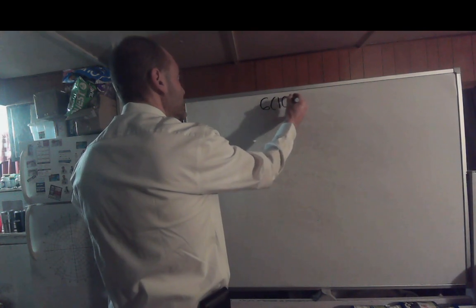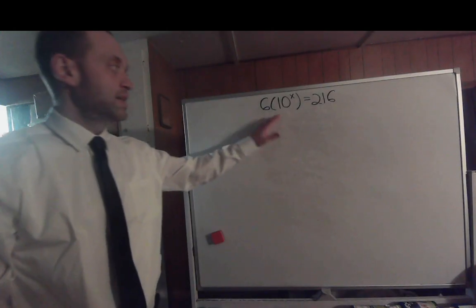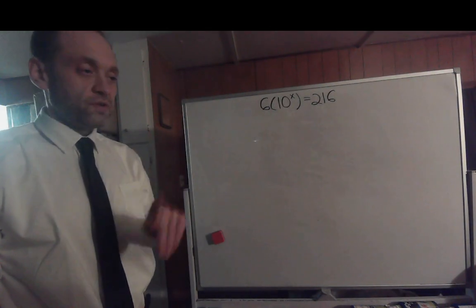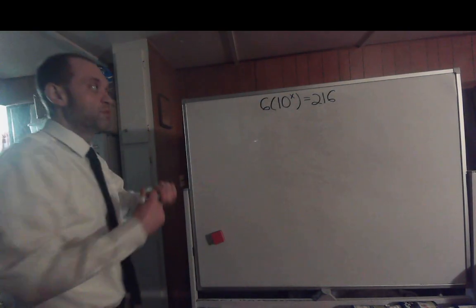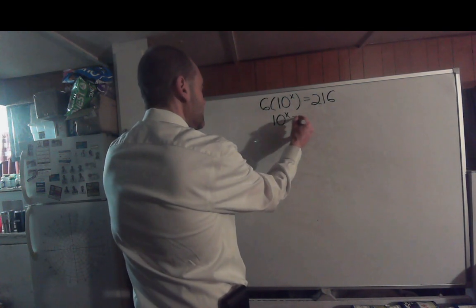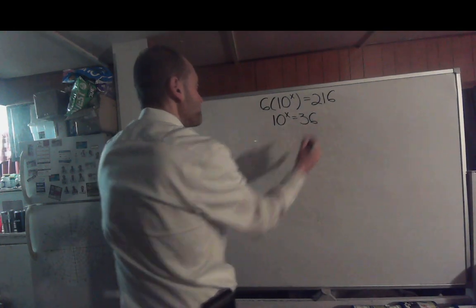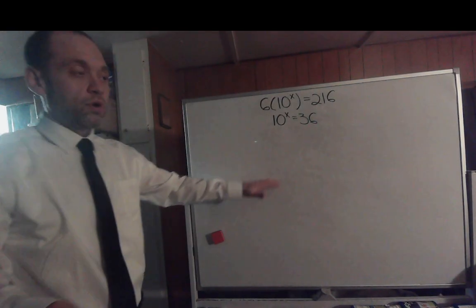Okay, interesting one here. So we have 6 times the quantity of 10 to the x power equals 216. You can have multiples on logs. That can completely happen. First thing you want to do is isolate that 10 to the x by itself, so divide both sides by 6. You'll end up with 10 to the x equals 36. Now you've got a form you can work with.